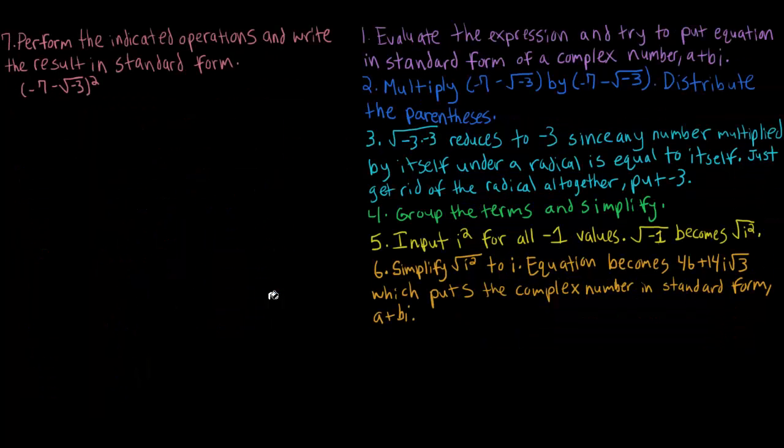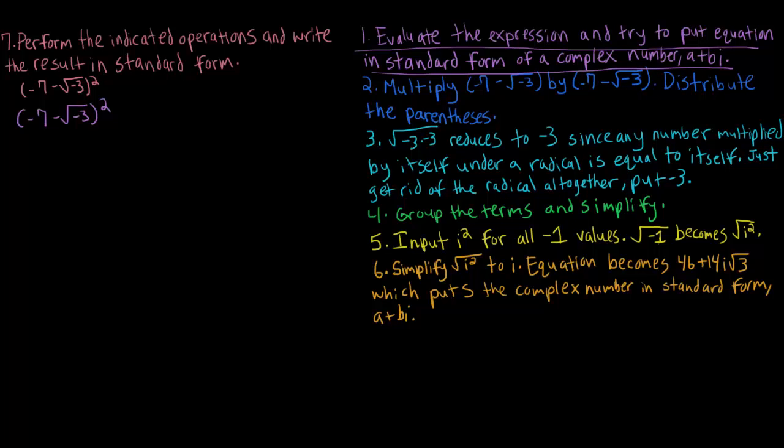Number 7. Perform the indicated operations and write the result in standard form. So just rewrite the equation, negative 7 minus square root of negative 3, squared. So we want to evaluate the expression and try to put the equation in standard form of a complex number, a plus bi.